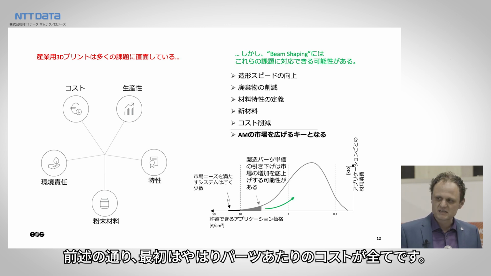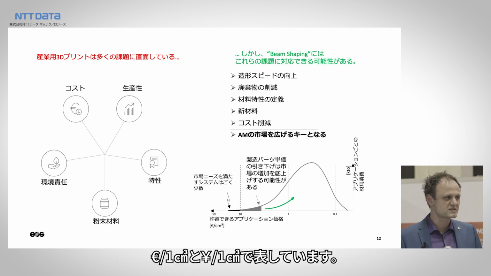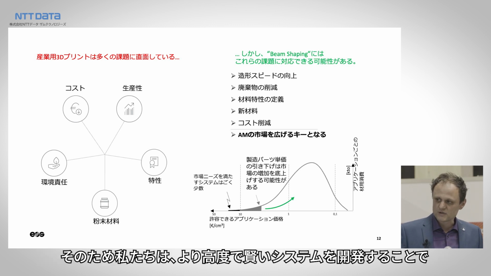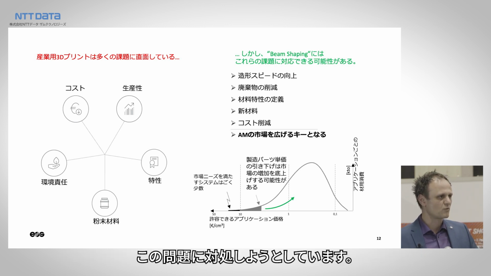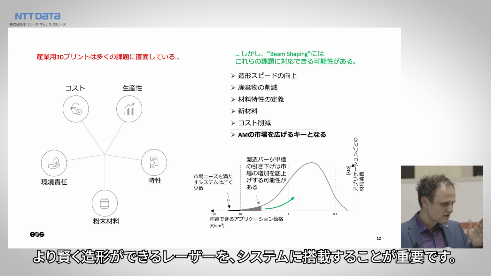And as mentioned initially, it all comes down to price per part. This is the price acceptance level, whether it's euro per cubic centimeter or yen per cubic centimeter. That's all that matters. If your business case is not right, you will not go into additive manufacturing, and we've all lost. Therefore, we try to really address this by having more advanced, more intelligent systems. And a more intelligent system does not mean you put more and more lasers onto a machine. It means you put enough lasers onto the system that do the job in a smarter manner.